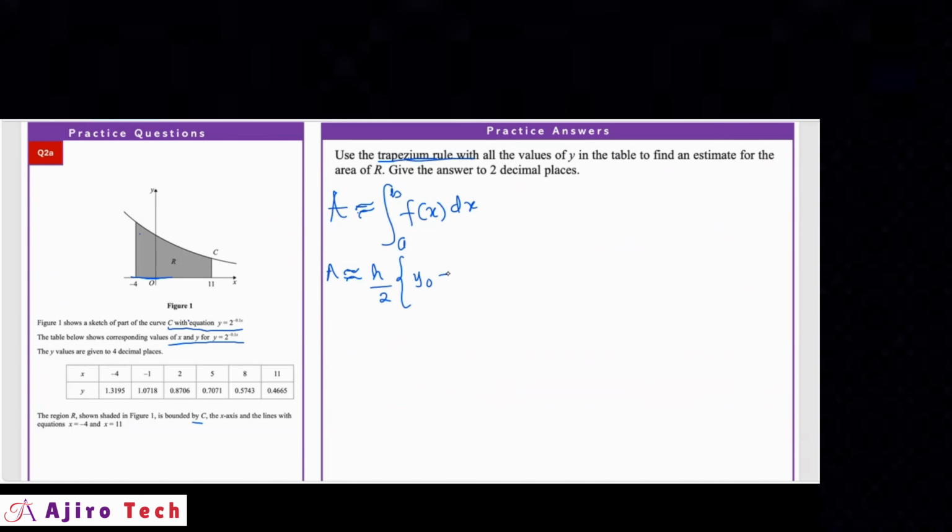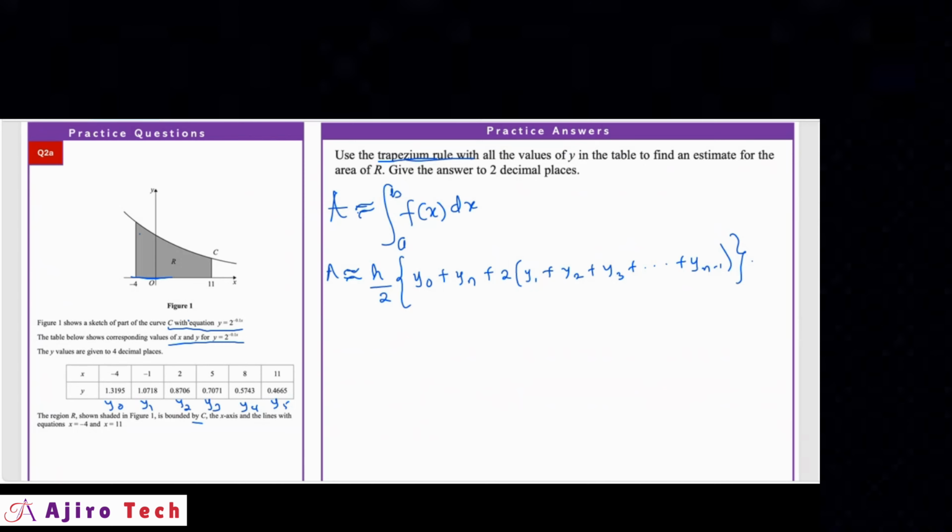y naught plus yn plus 2 into the sum of the other ordinates, y1 and so on. It depends on the number of strips that you have. Here we have 5 strips, so we have y naught to y5. So you can call this one y naught, this is y1, y2, y3, y4, and y5.